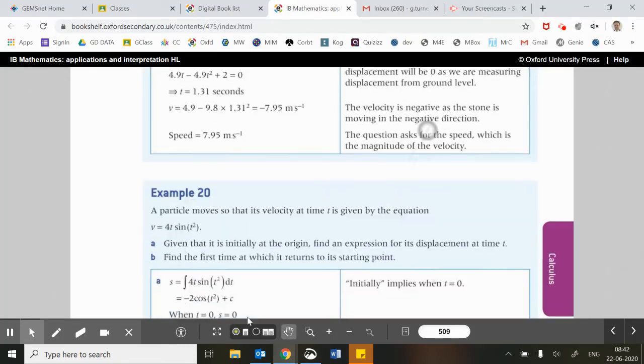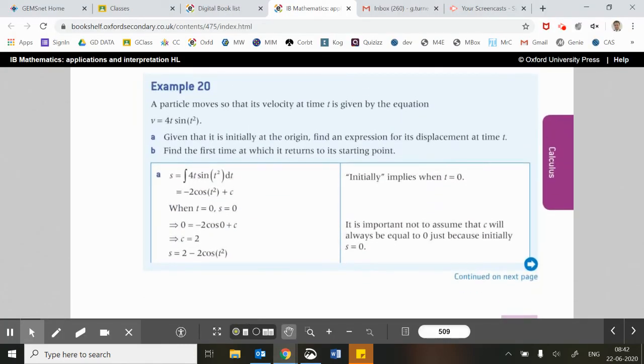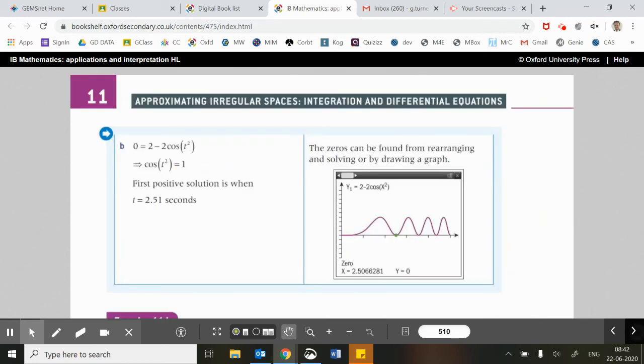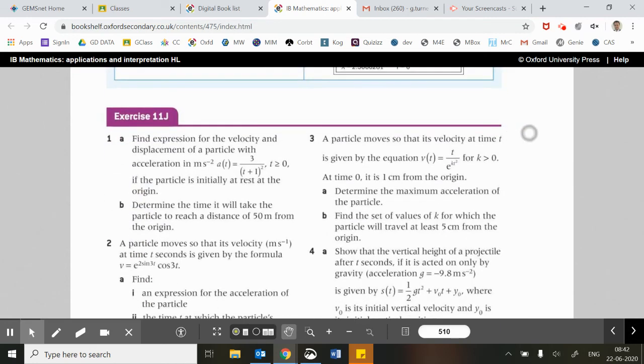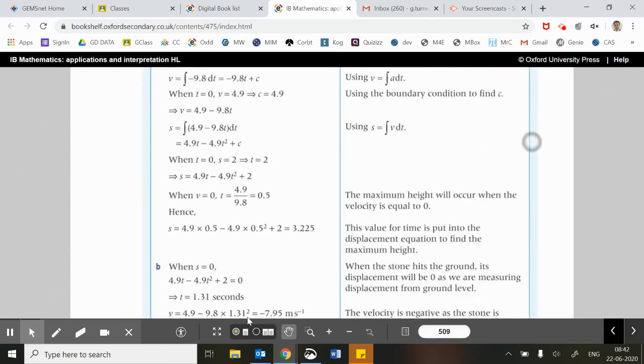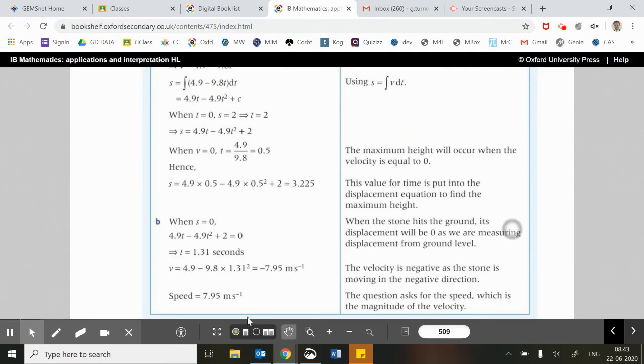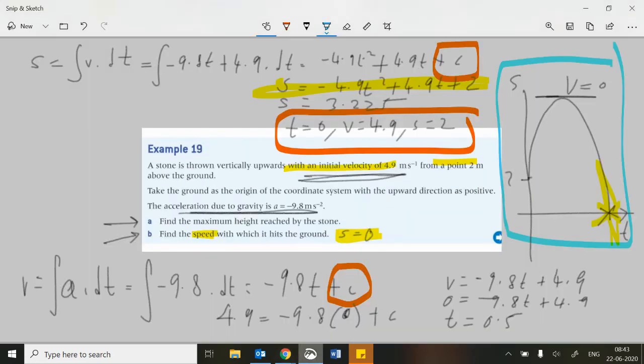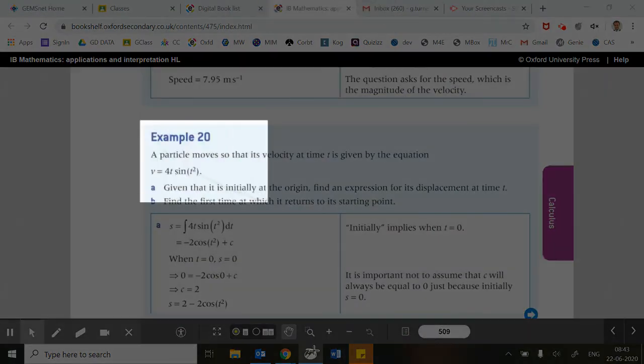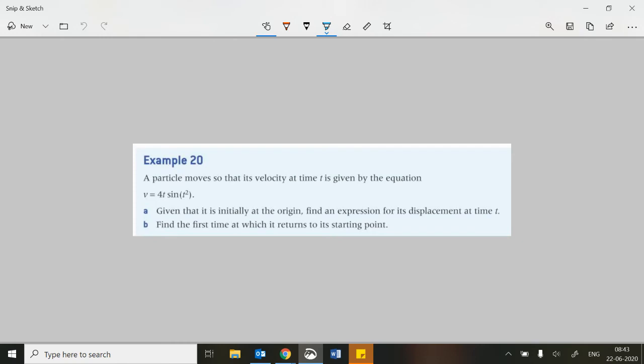Right, okay, let's look at example 20, and example 20 is the last example before 11J. So let's look at this one. Okay. So this one says a particle moves so that its velocity at time t is given by the equation v equals 4t sine of t squared in brackets. And then it says, given that it is initially at the origin.